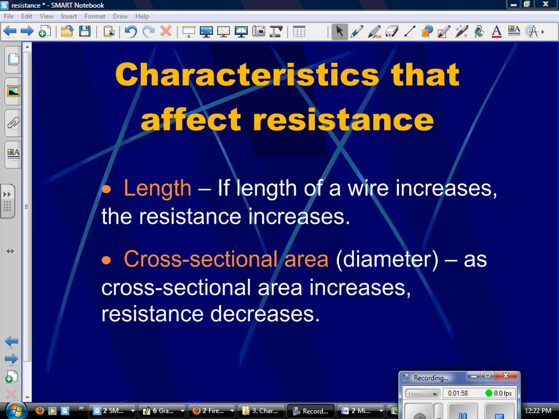Same with cross-sectional area. That's the diameter. So if you've got a really thin wire versus a really thick wire, if you have more room to go, the electrons are going to bump less.